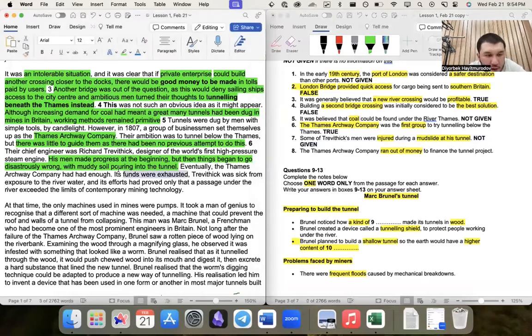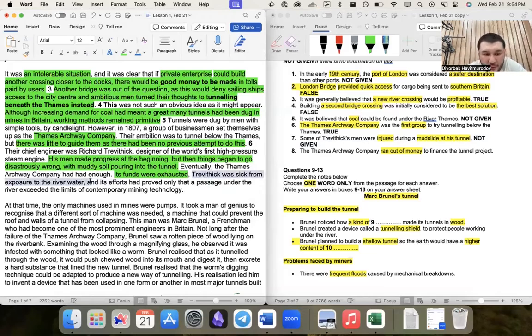Eventually, the Thames Archway Company had had enough. Its funds were exhausted. Can anybody tell me the definition of its funds were exhausted? What does exhausted mean? If you exhaust resources, it doesn't mean tired. It means used up. Thank you, Jawahar, right? Used up. All right. The money was used up.